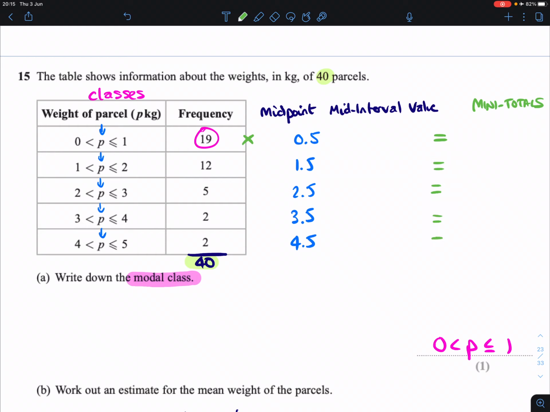So what we do is we take all of these mid-interval values, or these midpoints, and multiply them by their frequencies. If we do that, we're going to get the following number. 9.5 kilograms will be the estimated total weight from the first class. We then have 18, 12.5, 7, and 9. So each of these times we're just multiplying the numbers together. Add them all up, we end up with 56 kilograms in total.